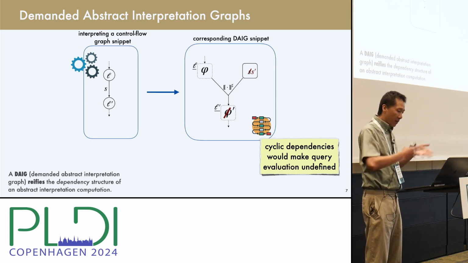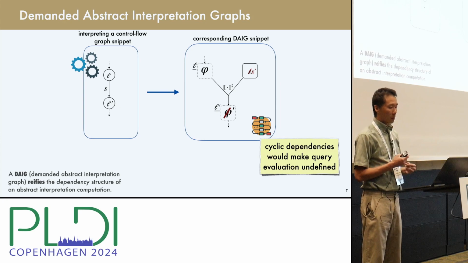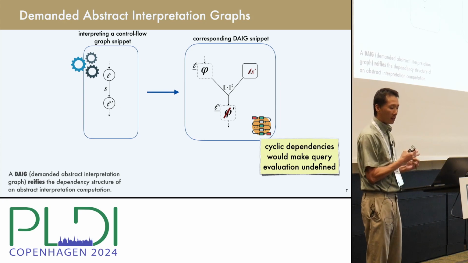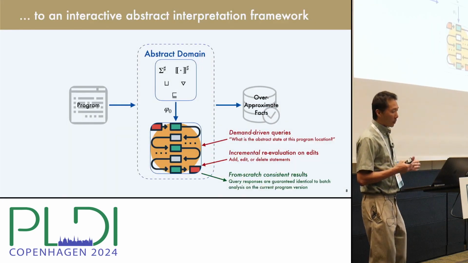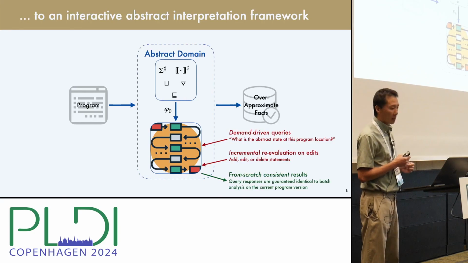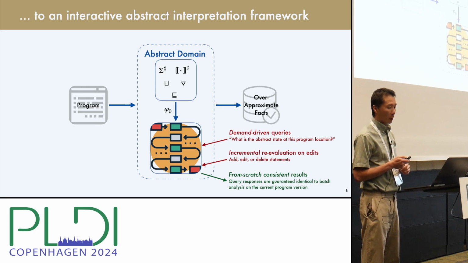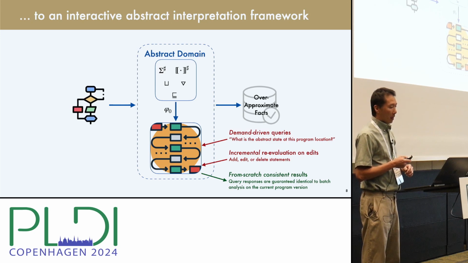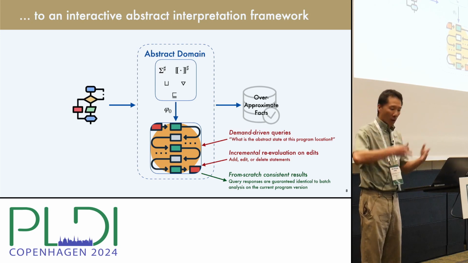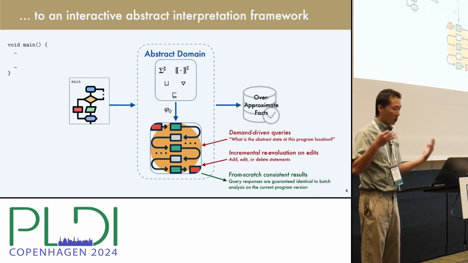This all makes sense if it's acyclic, like in this picture, right? But cyclic dependencies will make query evaluation undefined, and so that's kind of the tricky part here. Okay, so if we pop back up to where we are today, this picture, this is what we want to support. Then that all works from this prior work if we just have a single control flow graph, if we just have main, right?